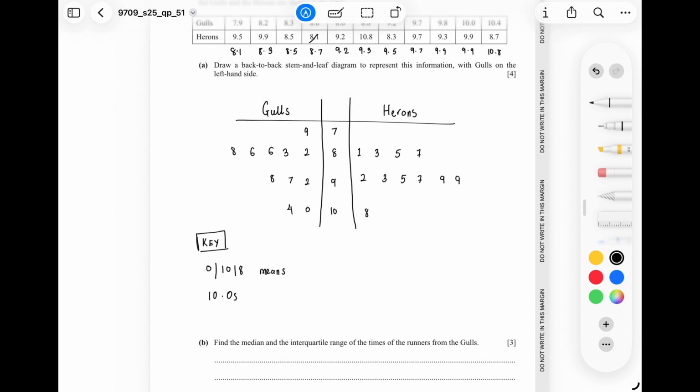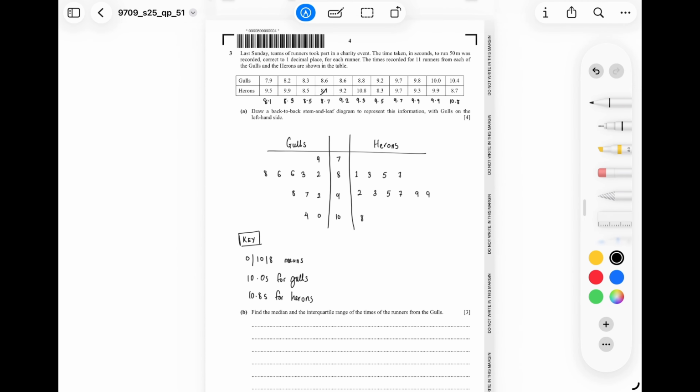You actually cannot be messing up like this. These are petty mistakes. So this is for girls, and 10.8, do not swap them. That's the worst thing you can do for Hurons. Okay, so we're done for the tree diagram.